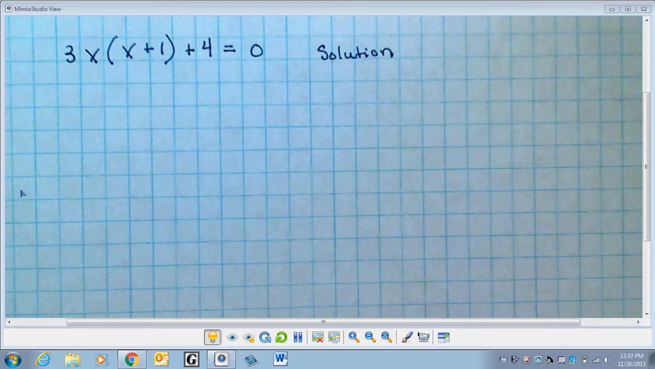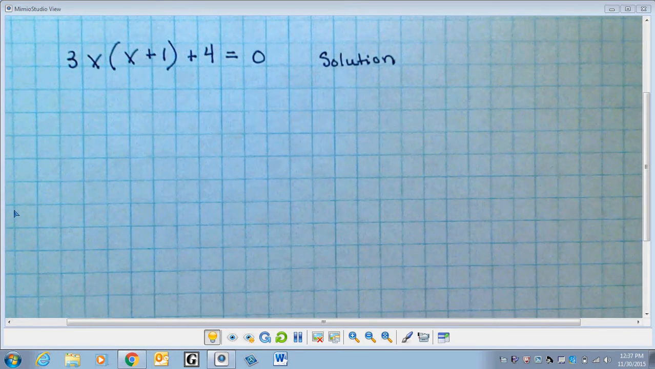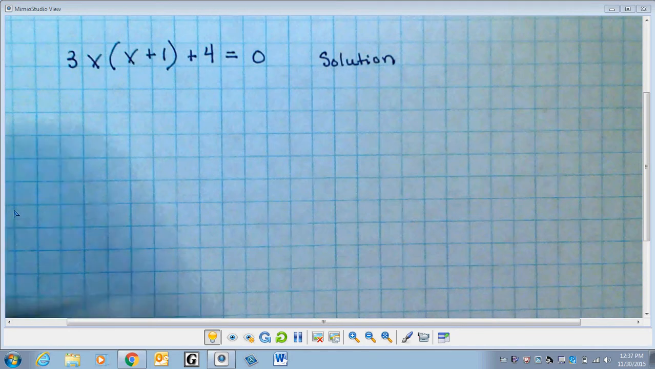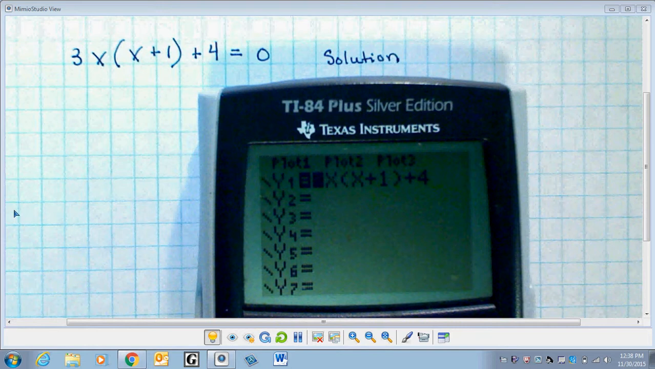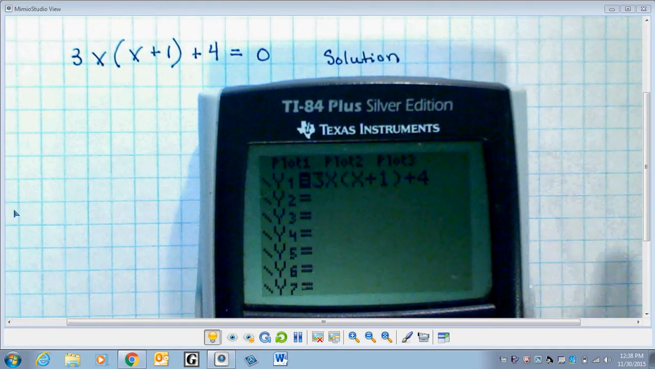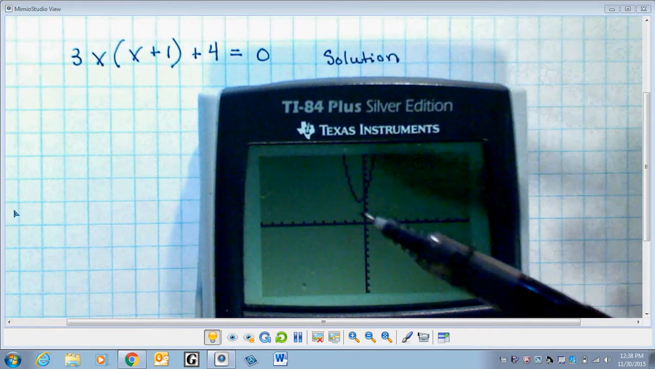So in the last video I showed you how we could use our calculator to find the solutions and the factors of our quadratics. This here in fact would be a quadratic. So I'm feeling kind of lazy today and I want to do it via the calculator. So I'm just going to enter that exactly how I see it in my calculator, and I'm going to go ahead and graph it. But when I graph it, I see that there's a problem.